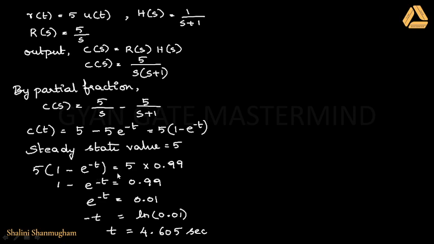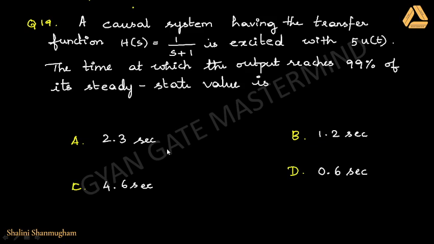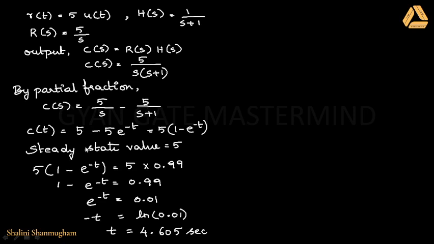It is given in the question that the output reaches 99% of its steady state value. So it is nothing but the steady state value into 99%, which will give you, after simplification, 1 minus e power minus t is 0.99. By simplifying this, you will get the time as 4.605 seconds. So that is the answer.